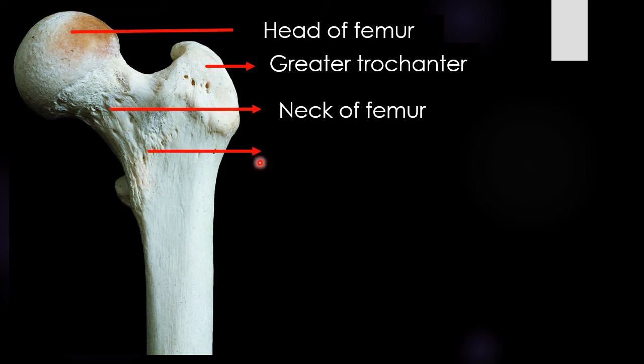Then you can see that below this greater trochanter and below the neck, between the greater trochanter and the lesser trochanter, this small part which is hiding just behind is called the lesser trochanter. Between these two trochanters, from the anterior aspect, what we can identify is the intertrochanteric line. Remember carefully, the intertrochanteric line, which we can identify from the anterior aspect.